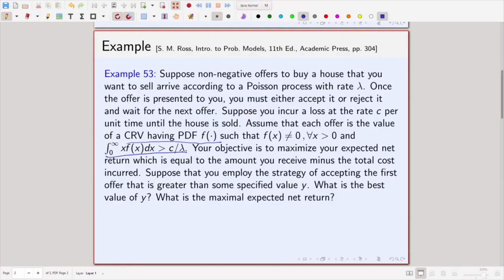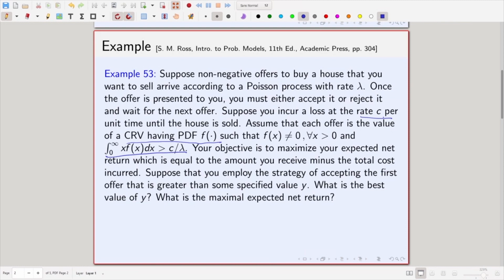Where f has certain assumptions: for every x greater than 0 it is non-zero, and another constraint, that the integral from 0 to infinity of x f(x) dx is strictly related to C over lambda, where C is the rate at which you incur loss and lambda is the rate of arrivals of the offers.